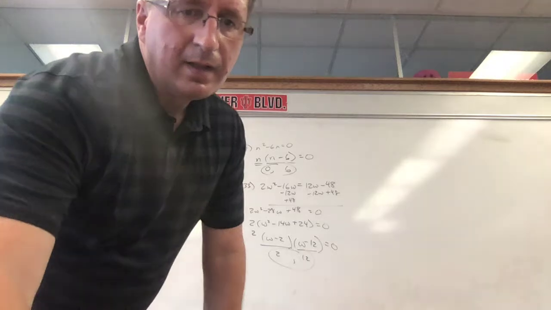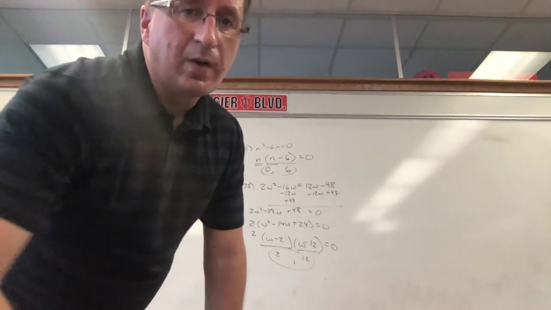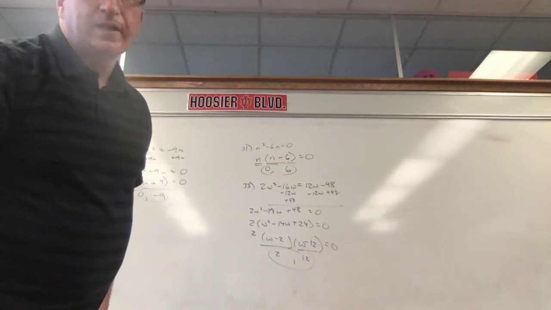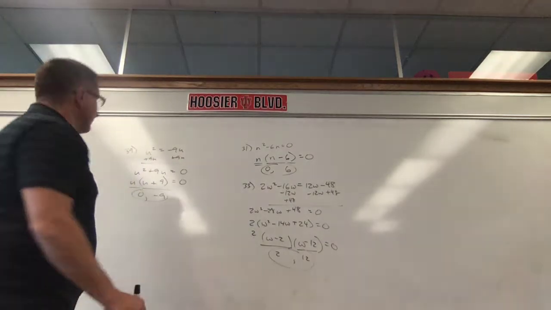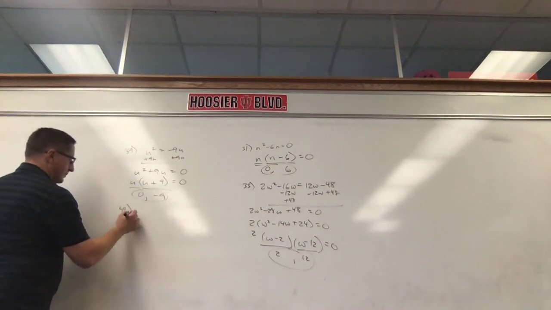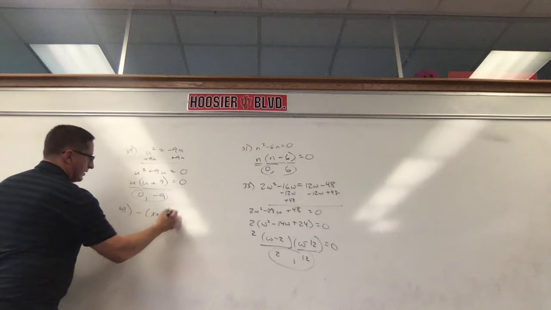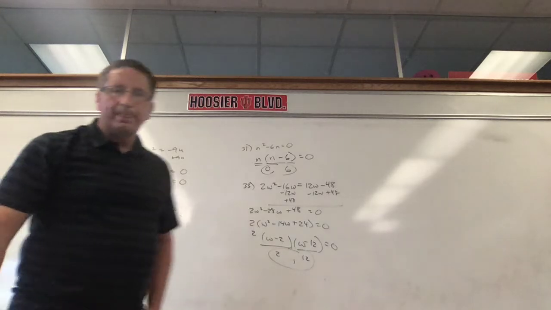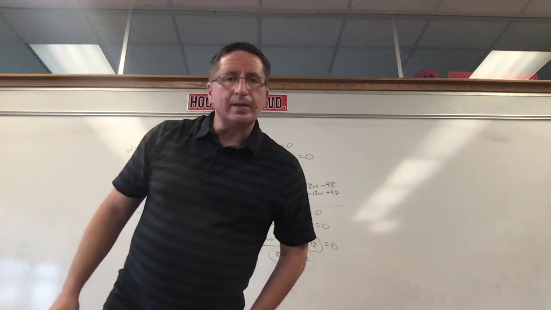Okay? Let's look at number 41. This is a nice one. This is a really nice one. You're going to like this one. Negative x plus 9, squared, equals what? Where are we at? Equals 64.